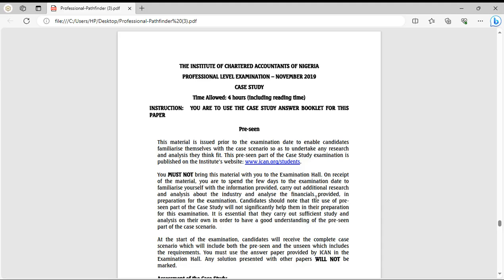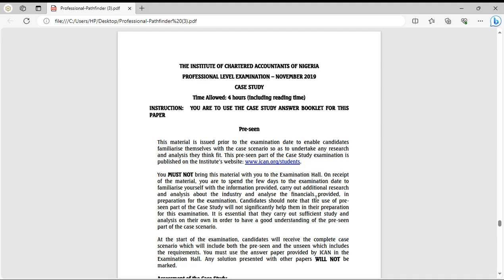So today I'm going to show you a holistic view. I'm going to show you what the whole case study report looks like, because we have been discussing them in bits. So how do we now merge all these things we have discussed into one report? That's what we're going to be doing today.